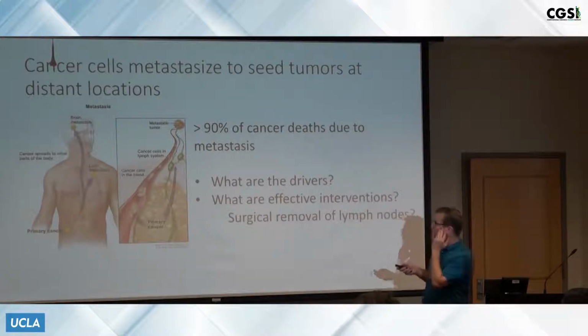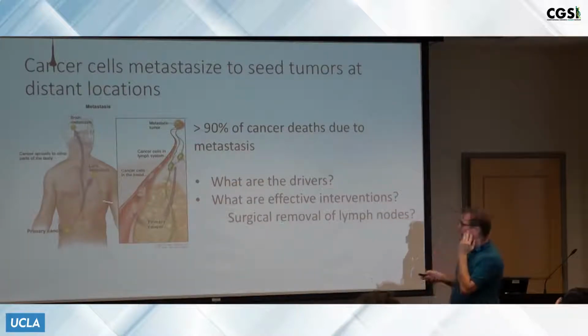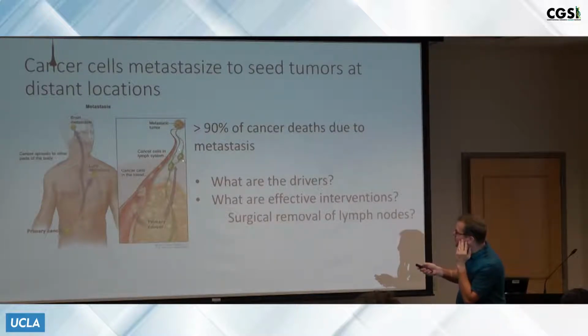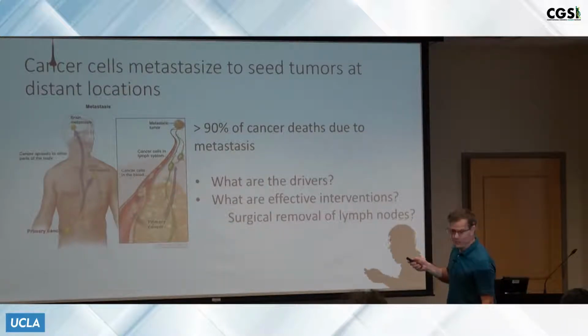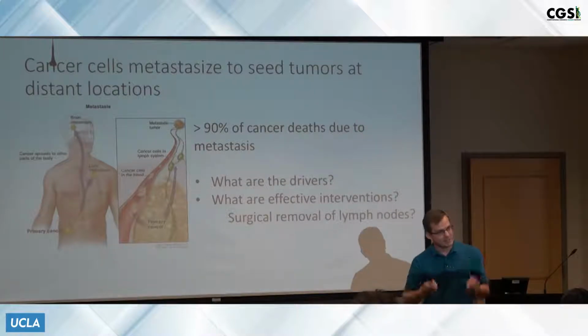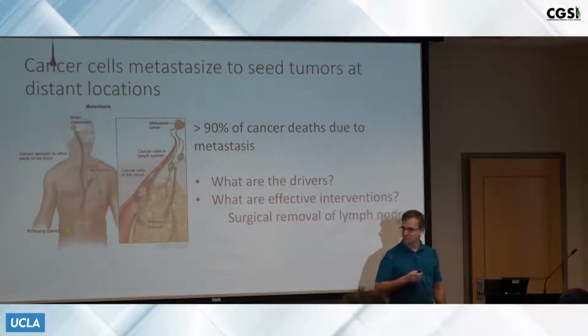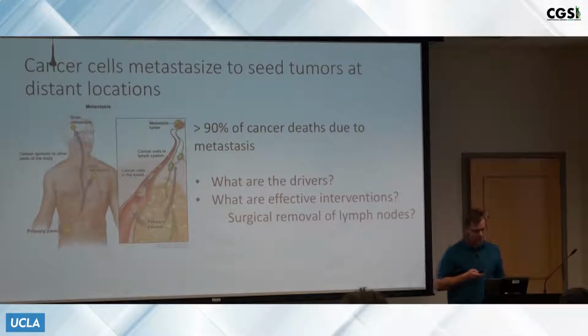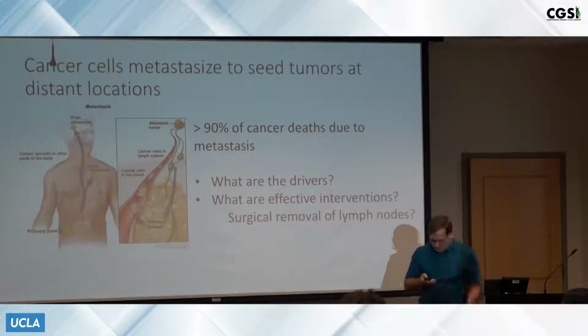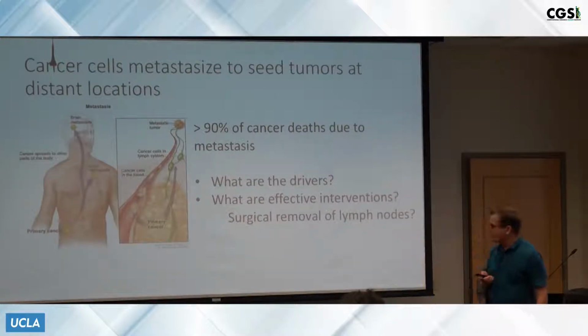And in particular, there's a paradigm of whether or not you should remove the lymph nodes, these locations here, the lymph nodes surrounding your primary tumor. And if metastasis first goes to the lymph nodes before it goes elsewhere, then it might be a good idea to surgically remove those lymph nodes at the same time you perform surgery on the tumor. So what exactly is this process?